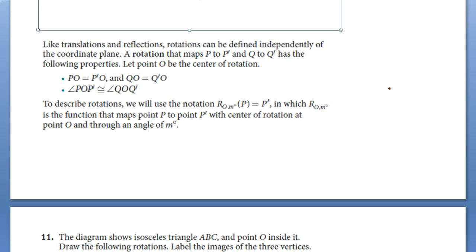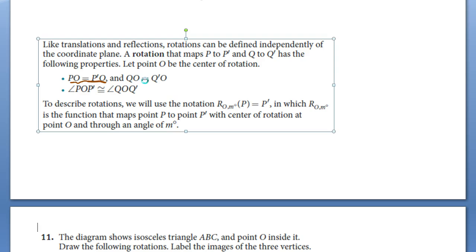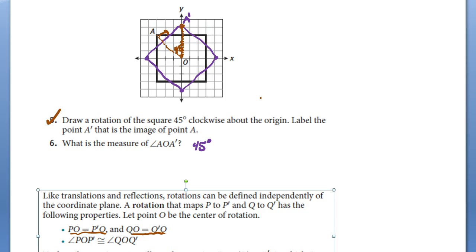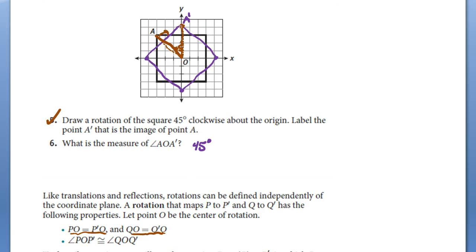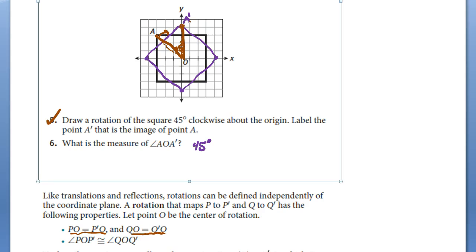Like translations and reflections, rotations can be defined independently of the coordinate plane. A rotation that maps point P to P prime and point Q to Q prime has the following properties. Assume point O is the center. First thing, this is saying that those distances are equal. We used that idea in that previous question, that this distance from A to O was equal to the distance from A prime to O. So that's something true about rotations.